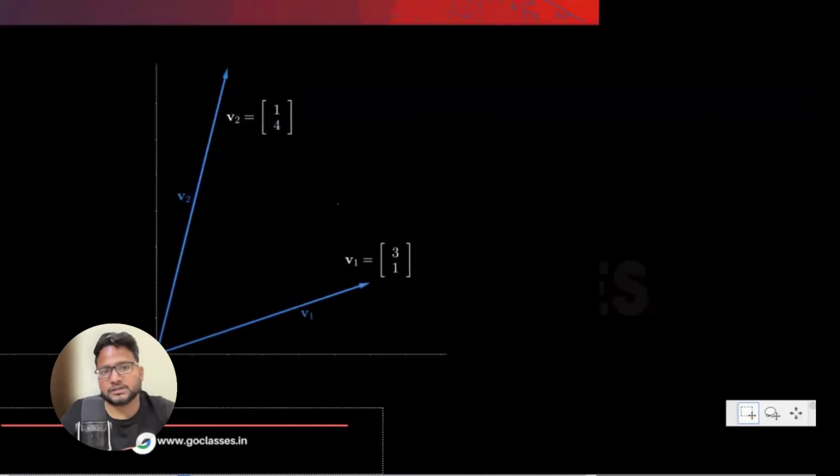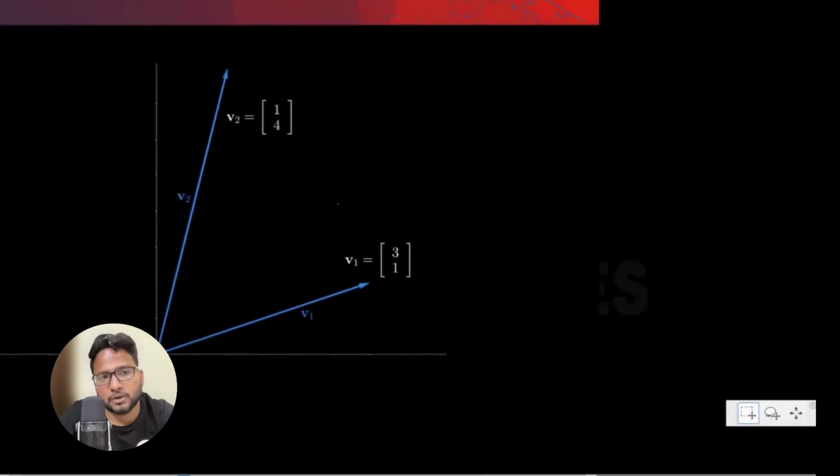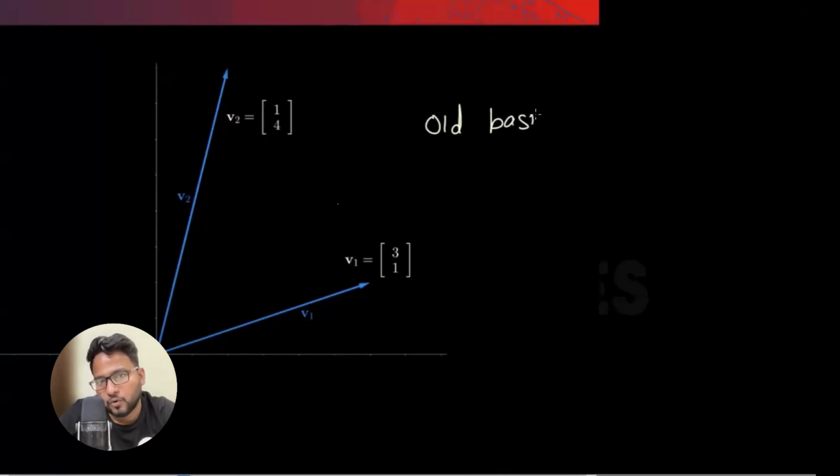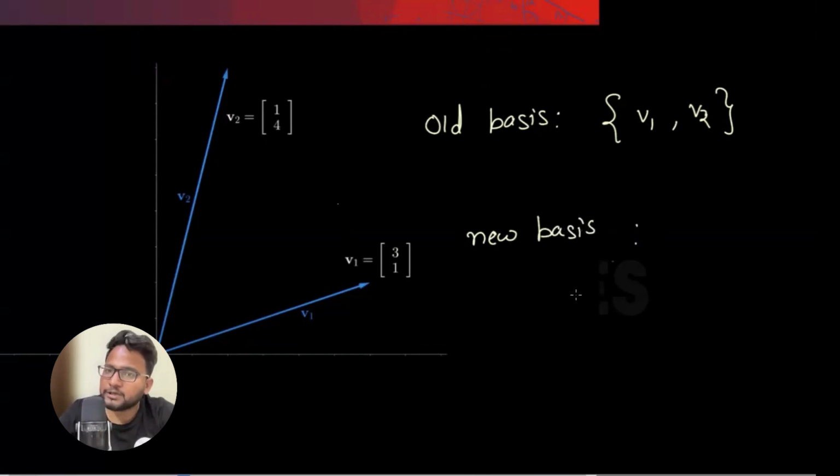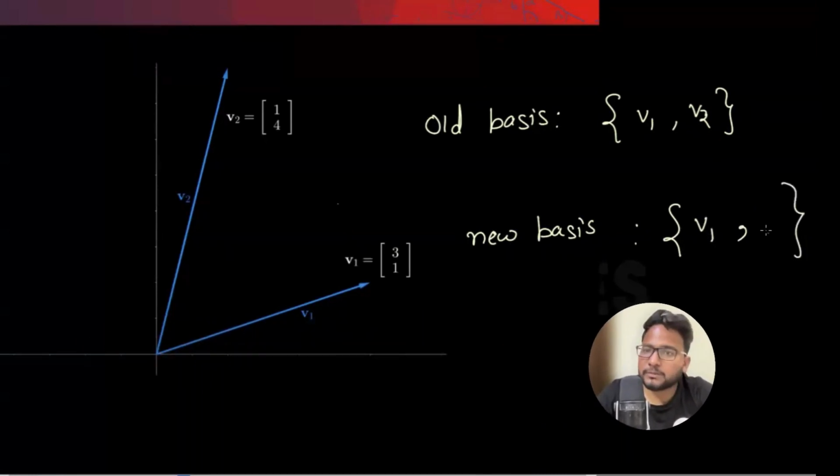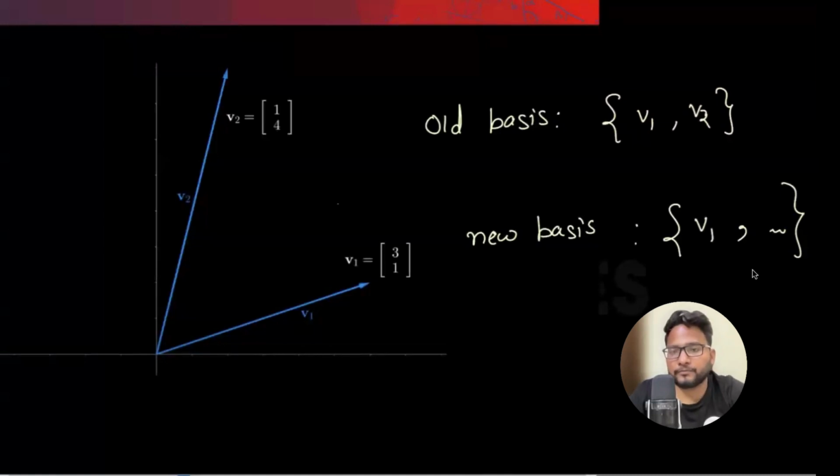So how to do it? Let's see. Suppose you have b1. The old basis we have is b1, b2. The new basis we want is something like this. At least we can keep v1, that's fine, but whatever we want here should be perpendicular to v1. Something I'm looking for which is perpendicular to v1.